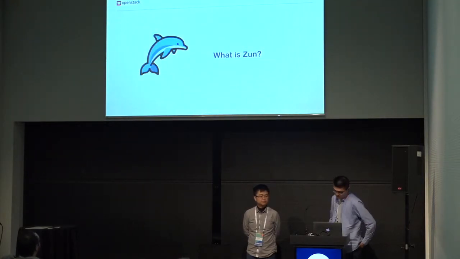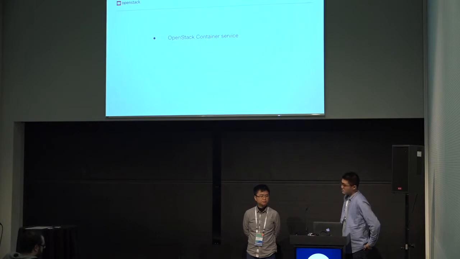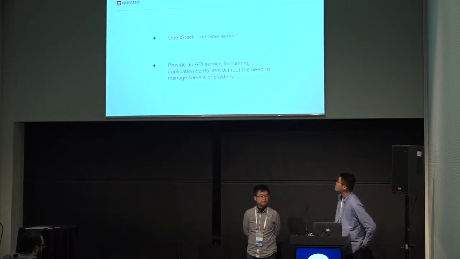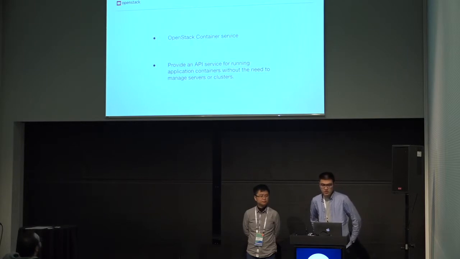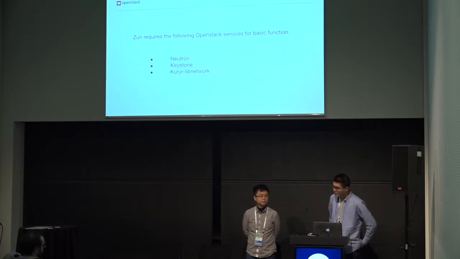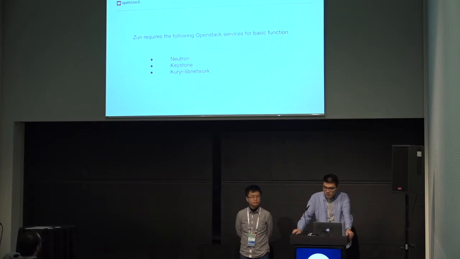what is Zun? In simple terms, Zun is an OpenStack container service. It's aimed to provide an API service for running application containers without the need to manage servers and clusters. And Zun also integrates with other OpenStack services. The advantage of integrating OpenStack services is that you can extend the container function by extending OpenStack services.